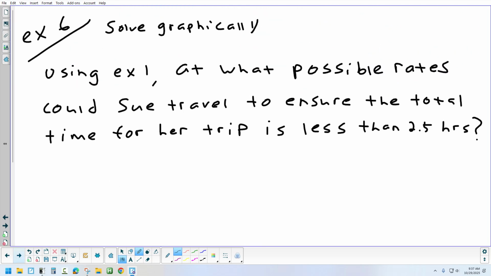All right, so now getting into the last thing we're going to look at. They've reworded the problem a little bit to say, at what possible rate would Sue travel if she wants to make sure she completes the trip in less than 2.5 hours? What's different about this question than the first question we asked about this traveling problem?